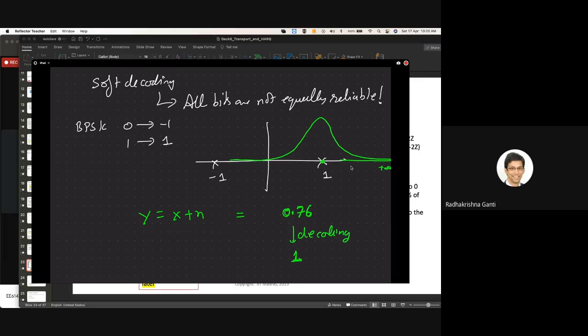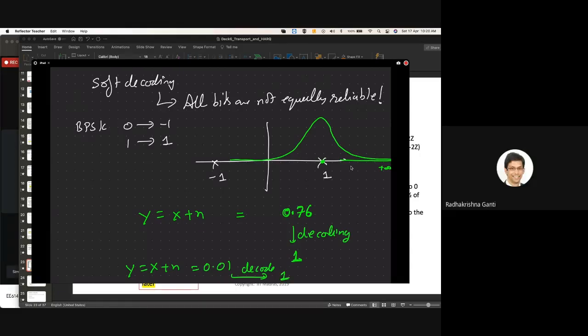Next, suppose you transfer the same 1 next time, and you get y is equal to 0.01. When you decode this, what do you get? Hard decoding. When you decode this, what do you get? 1. Again, you get 1.